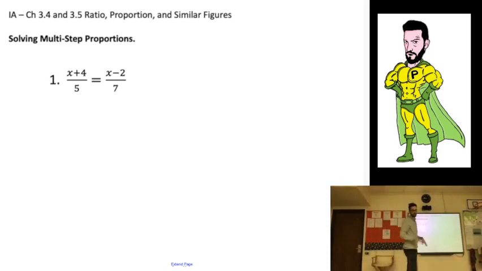Multi-step proportions. Here we go. You know proportions. We cross multiply them, set them equal to each other to solve. So here we're going to be multiplying 7 times this entire x plus 4.